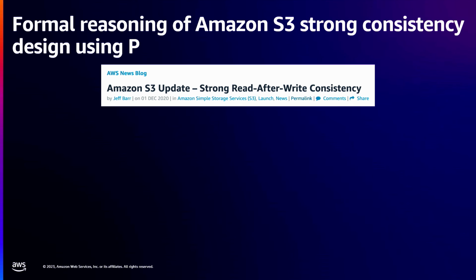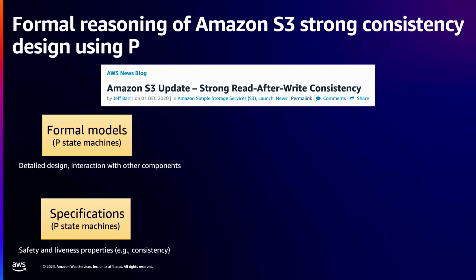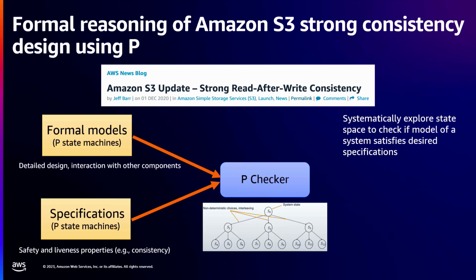P was first used for reasoning about the correctness of the Amazon S3 strong consistency protocol when S3 was going from being an eventually consistent system to being a strongly consistent system. And the service team were planning to make several changes in their protocol stack to make sure that the system satisfies the strong consistency property. And that's when the S3 team used P to create formal models of their protocol stack, wrote down detailed interactions between how the components interact with each other in P as state machines, wrote down the correctness specification that the system must satisfy, in this particular case, consistency, and then used the P checker to systematically explore the design space of the protocol stack and make sure that the system design satisfies the required specification in the presence of failures and message interleavings and so on.